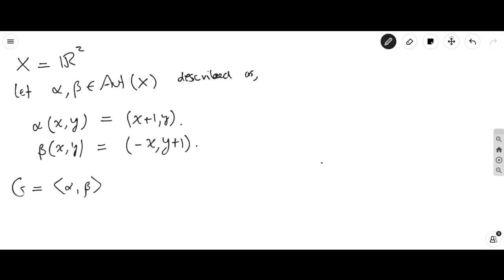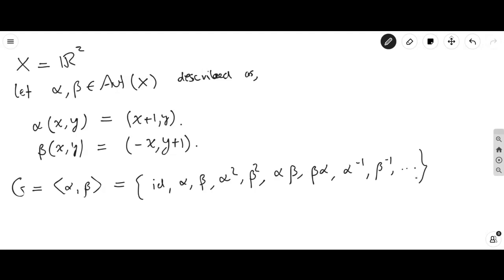Now here you have to be a little bit careful. This is not going to be isomorphic to 2 copies of the integers. If you write this out, you will have the identity, and I should have used set notation. You will have alpha, beta, alpha squared, beta squared, alpha beta, beta alpha. And here you have to be careful because beta alpha is actually different. Then you have alpha inverse, beta inverse, and so on. So it's all different automorphisms that you can get by repeatedly using alpha and beta together.